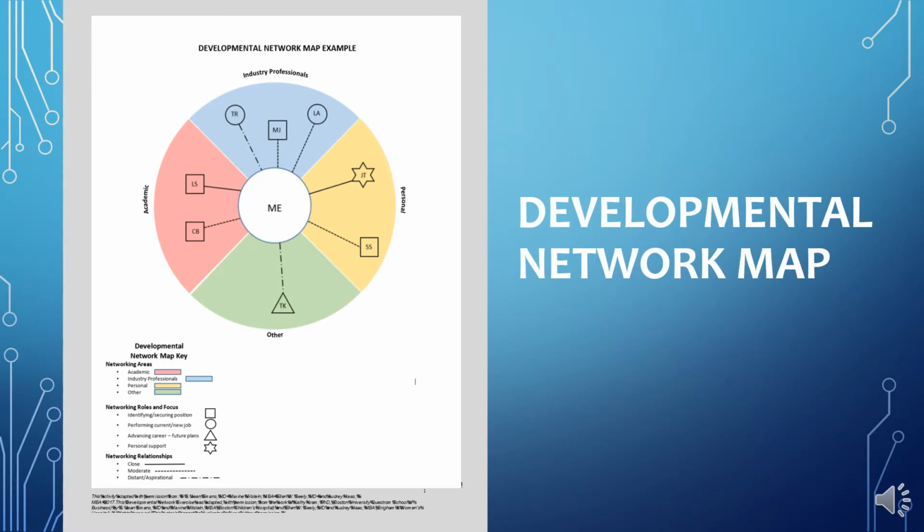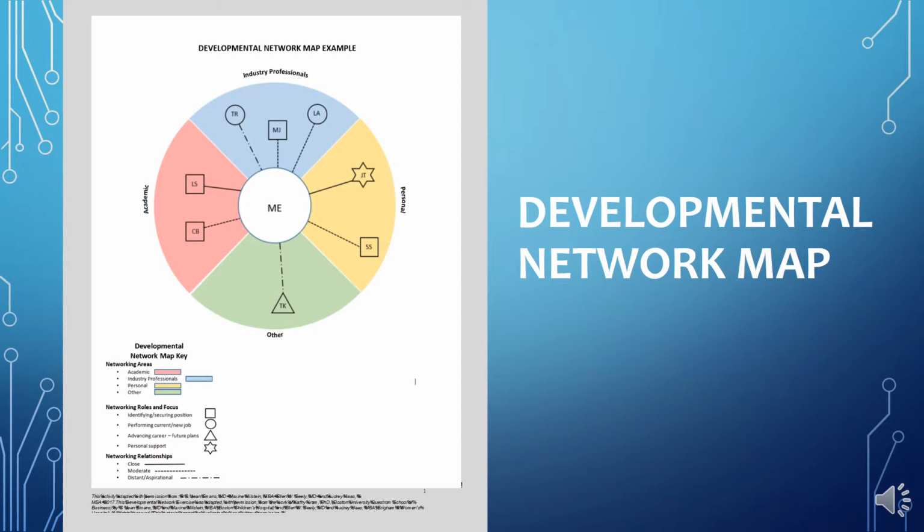This slide gives you an example of the developmental network map each student produced based on the network table they created as described in the previous slide. They were given a template showing themselves in the center and a circle divided into 4 different colored sections. Each color is associated with one of the network partner areas from the table: academic, industry, personal, or other.